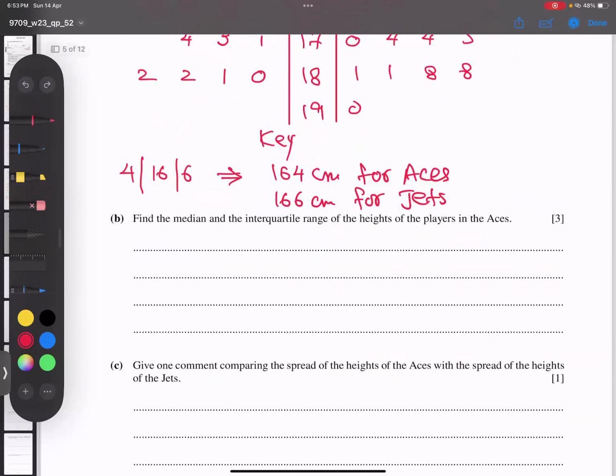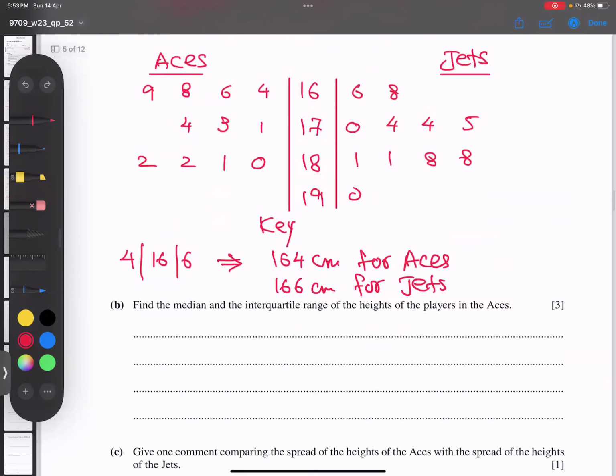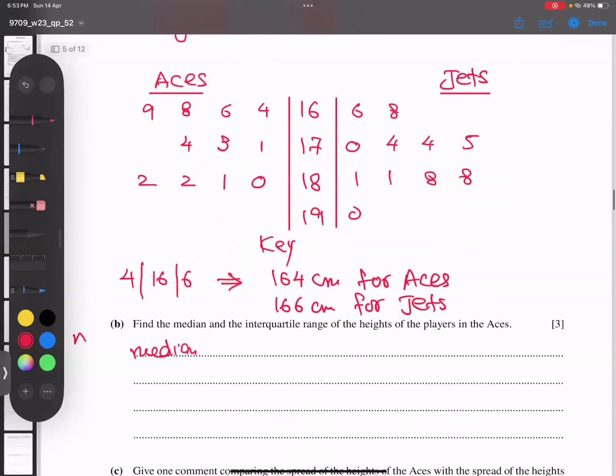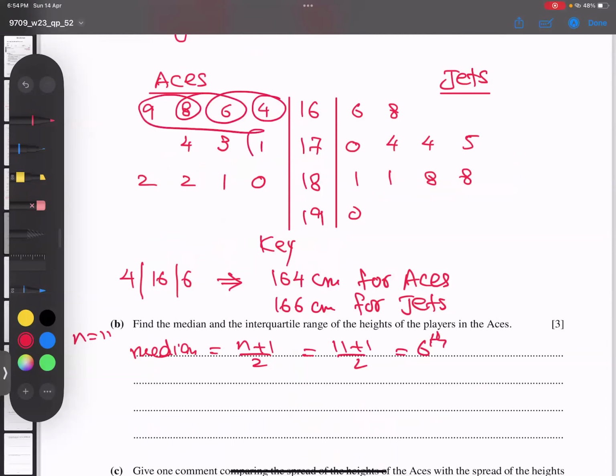Median and interquartile range of the heights of the players in the aces. So we talk about the median. What is the median formula, students? Let me tell you, the total players are 11. So n is 11. Median formula is (n plus 1) divided by 2. So 11 plus 1 is 12, divided by 2, we get the 6th term. So count 1, 2, 3, 4, 5, 6. So 173. So the median is 173 centimeters.